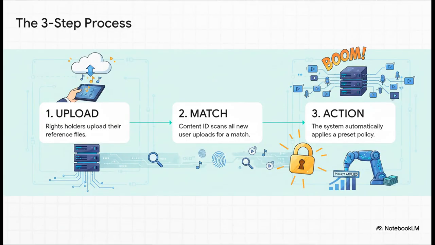And the process is just a simple three-step dance. First, a rights holder, say a music label, uploads their song. That's the reference file. Then, Content ID's job is to scan every single video that gets uploaded, looking for a match to that fingerprint. And if it finds one, boom, the system automatically slaps on whatever policy the rights holder decided on. No human involved at all.